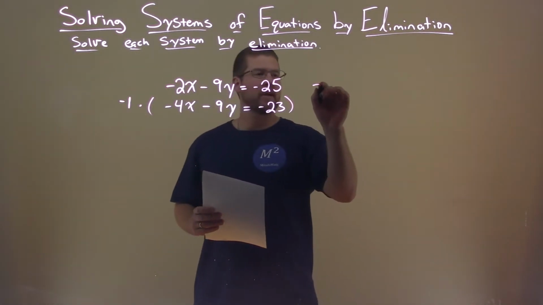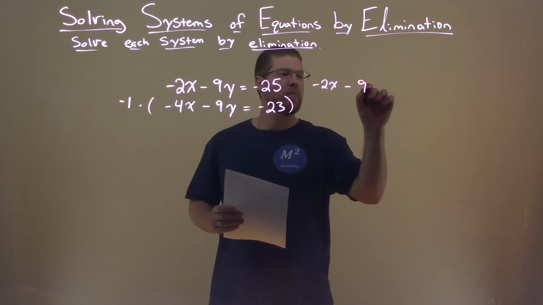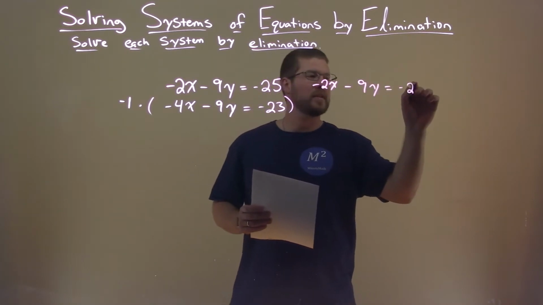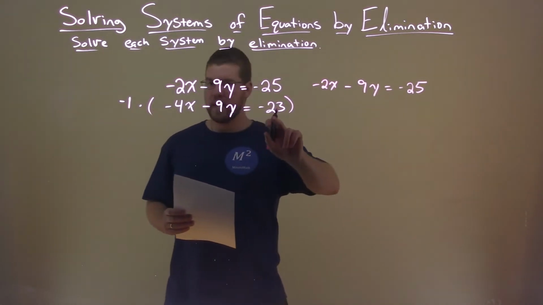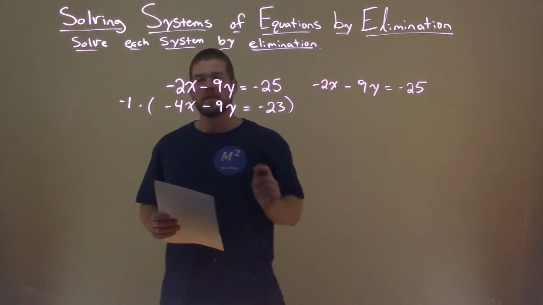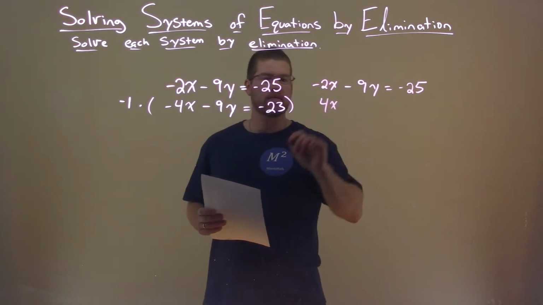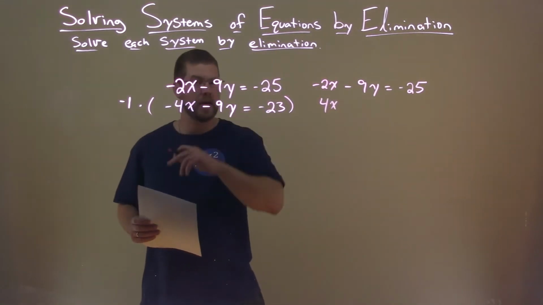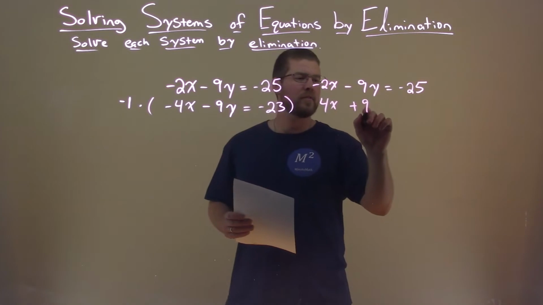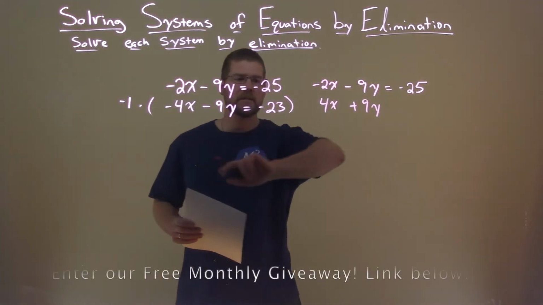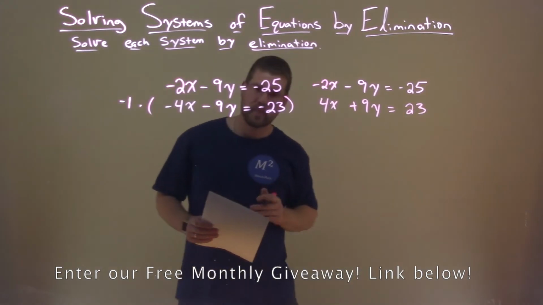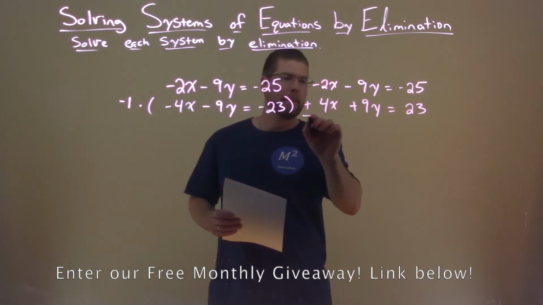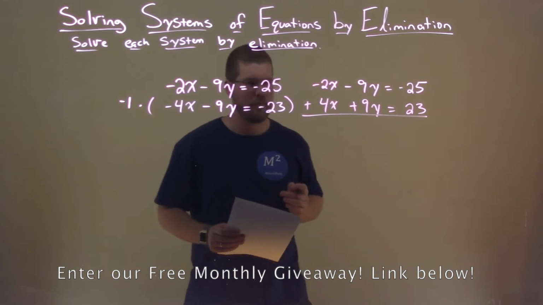So rewrite this: negative 2x minus 9y equals a negative 25. Multiply negative 1 to all parts here. Don't forget any parts. Negative 1 times negative 4x is positive 4x. Negative 1 times a negative 9y is a positive 9y. Negative 1 times a negative 23 is a positive 23. All right, now I can add my two equations to eliminate the y variable.